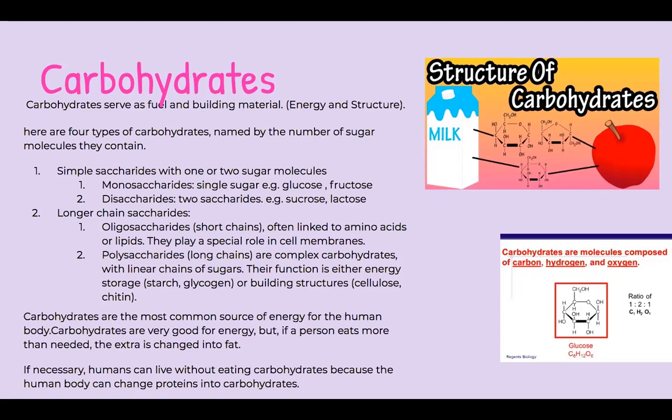The monosaccharides are the monomers, and then polymers are the polysaccharides and the oligosaccharides. So the important one is polysaccharides, which are complex carbohydrates with linear chains of sugars that function as either energy storage or building structures. Carbohydrates are the most common source of energy for the human body. Carbohydrates are very good for energy, but if a person eats more than needed, the extra is changed into fat. To the right, you can see the structure of the monomer glucose.